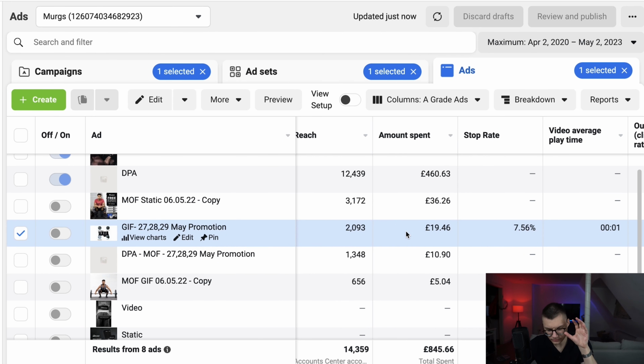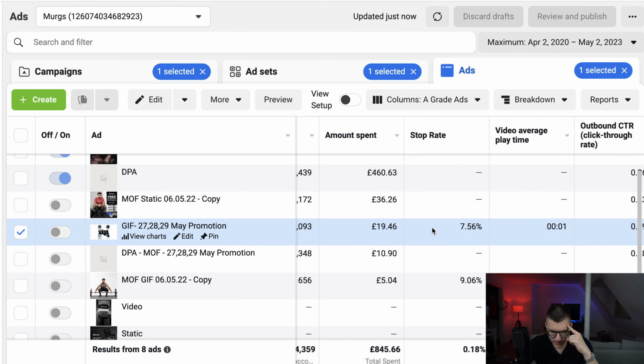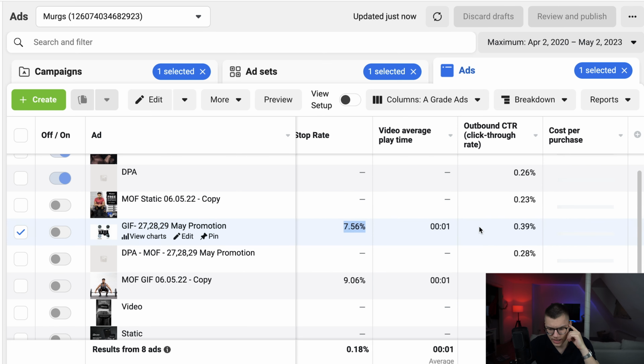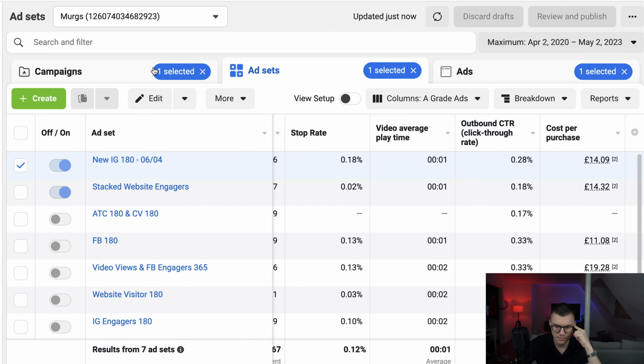So by looking at this ad, I know that we have a stop rate of 7.56%, so the ad is not super good at capturing the attention, and the average watch time is only 1%. So now I would probably need to do something about this ad. Maybe it's just bad, but maybe I need to iterate more, right? This is kind of how it works.